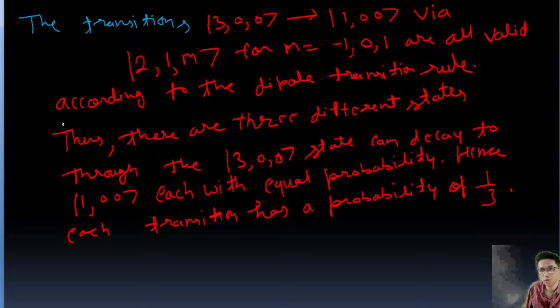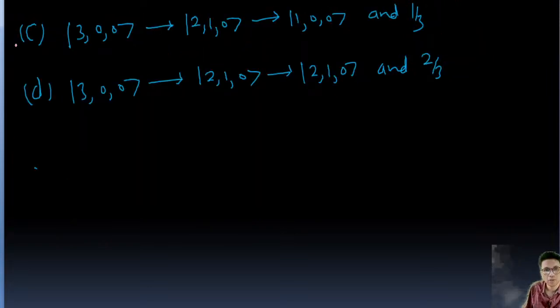So which option is matching, guys? We'll check it. Option C is matching, guys, because 3,0,0 is decaying into 2,1,0 and then 1,0,0 with probability 1 by 3. And other options are incorrect because the probability should be 1 by 3, right? So option C is the correct option, guys. I hope, guys, you have understood it. Okay.